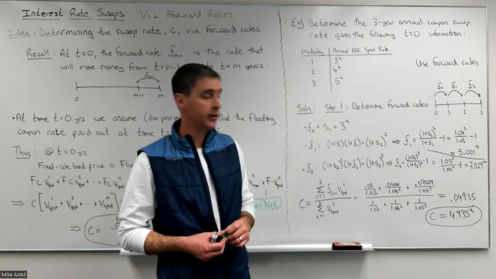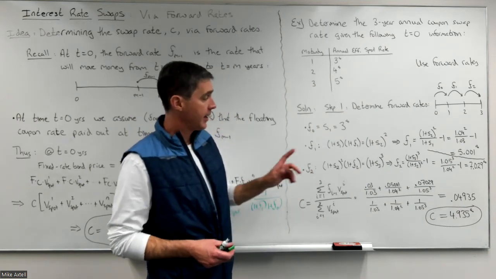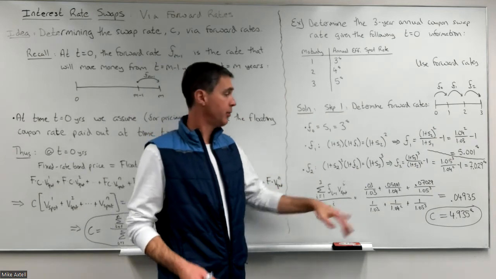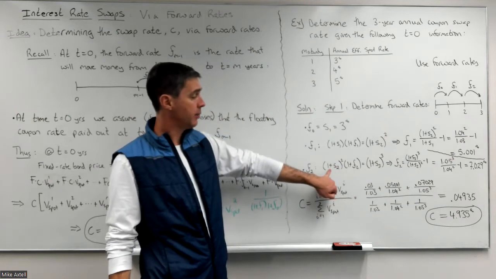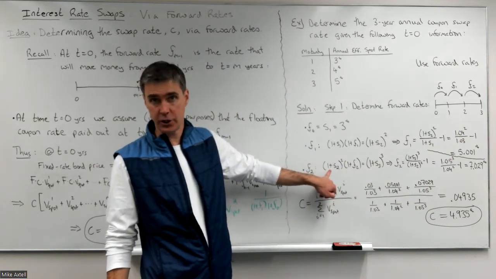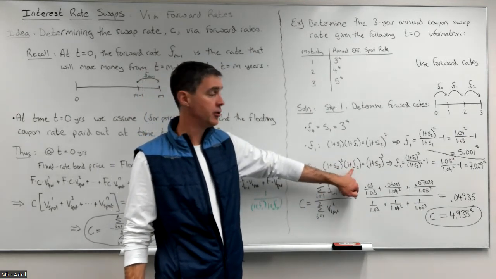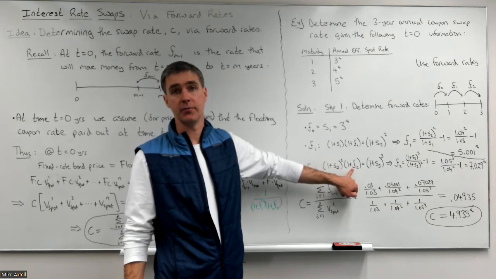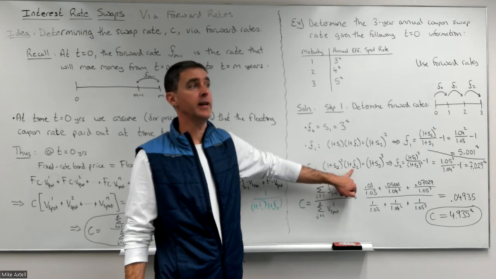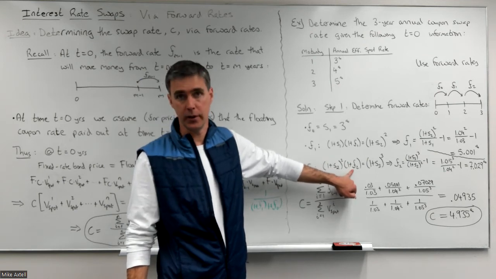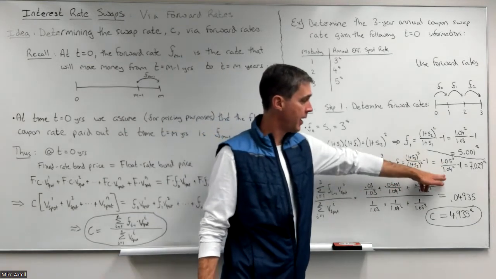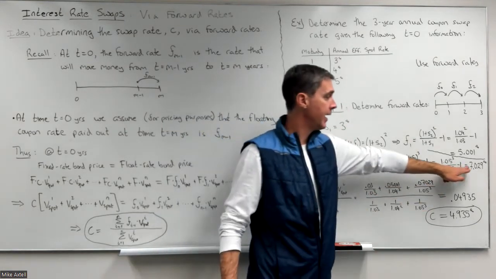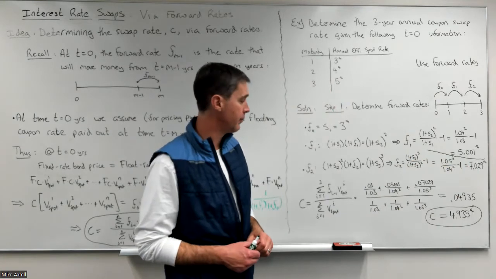Similarly, to get F sub 2, I can move money from time 0 to time 3 using the 3-year spot rate, or I could move it to time 2 first using the 2-year spot rate, and then from time 2 to time 3 using F sub 2, the 1-year forward rate in effect from time 2 to time 3. All right, I solve for F2. I plug in my spot rate information from my table, and I get a forward rate of 7.029%.